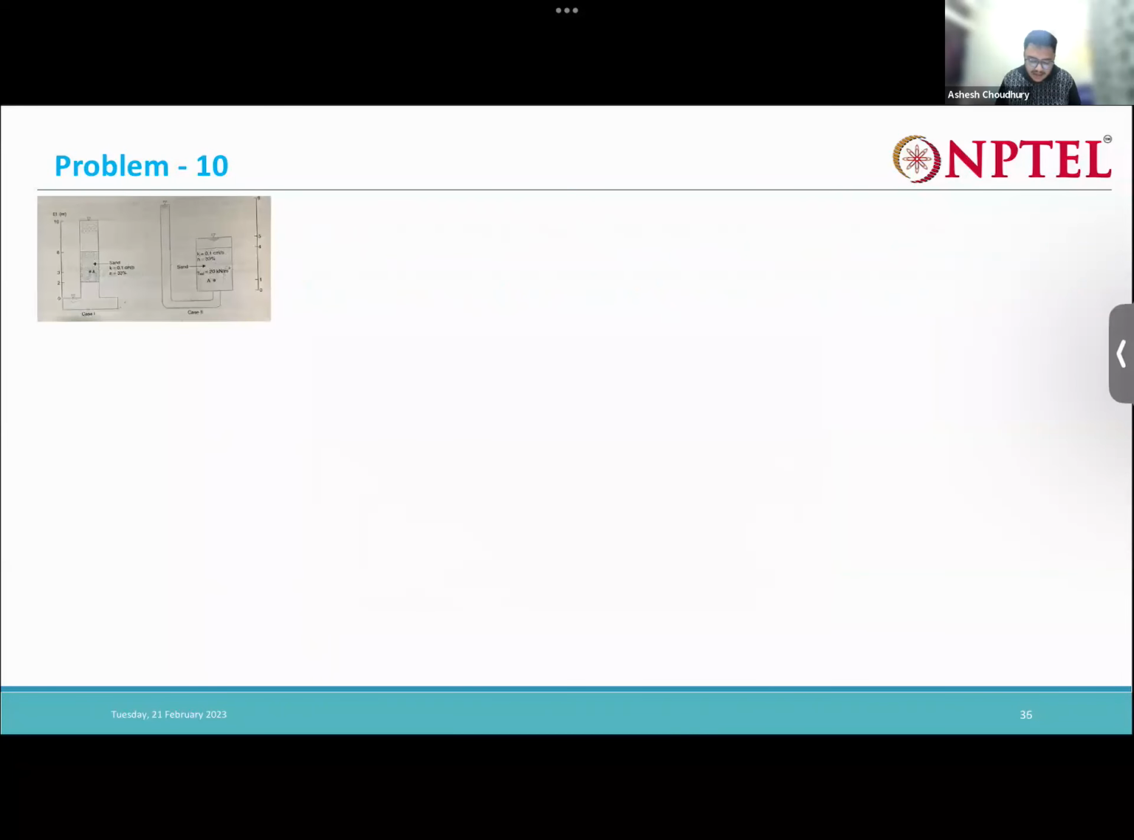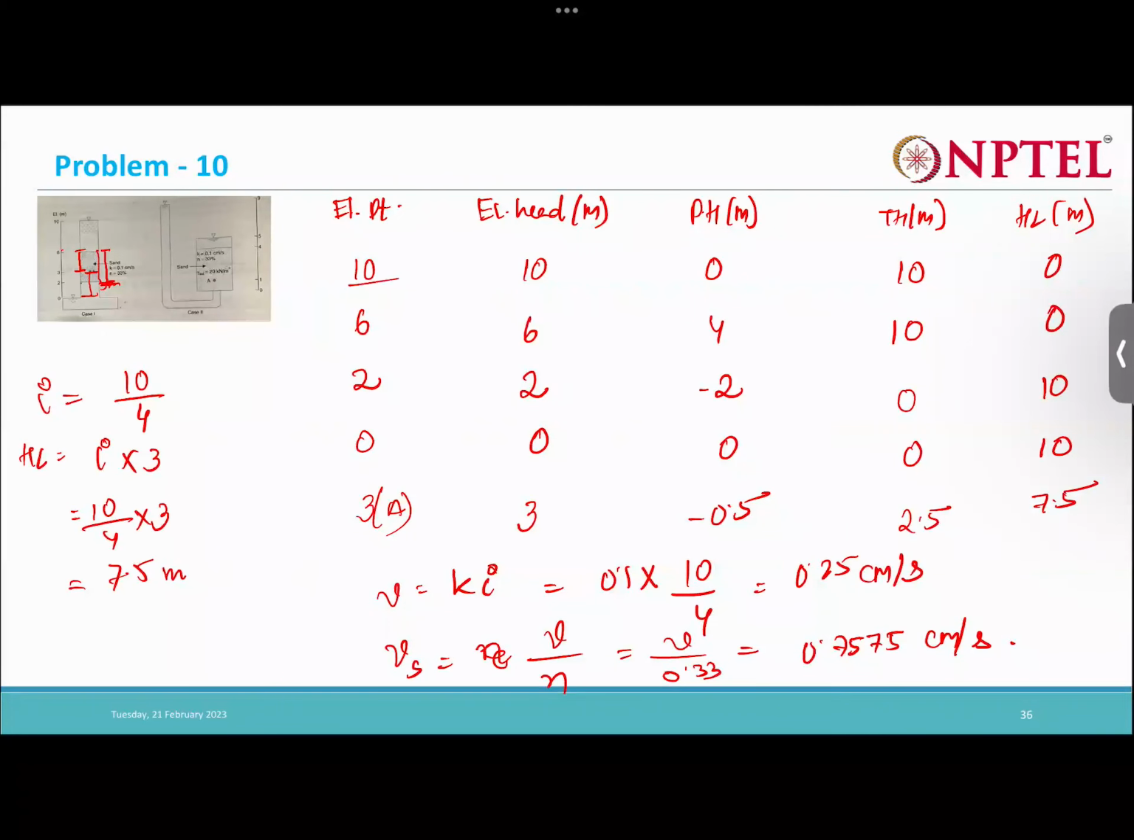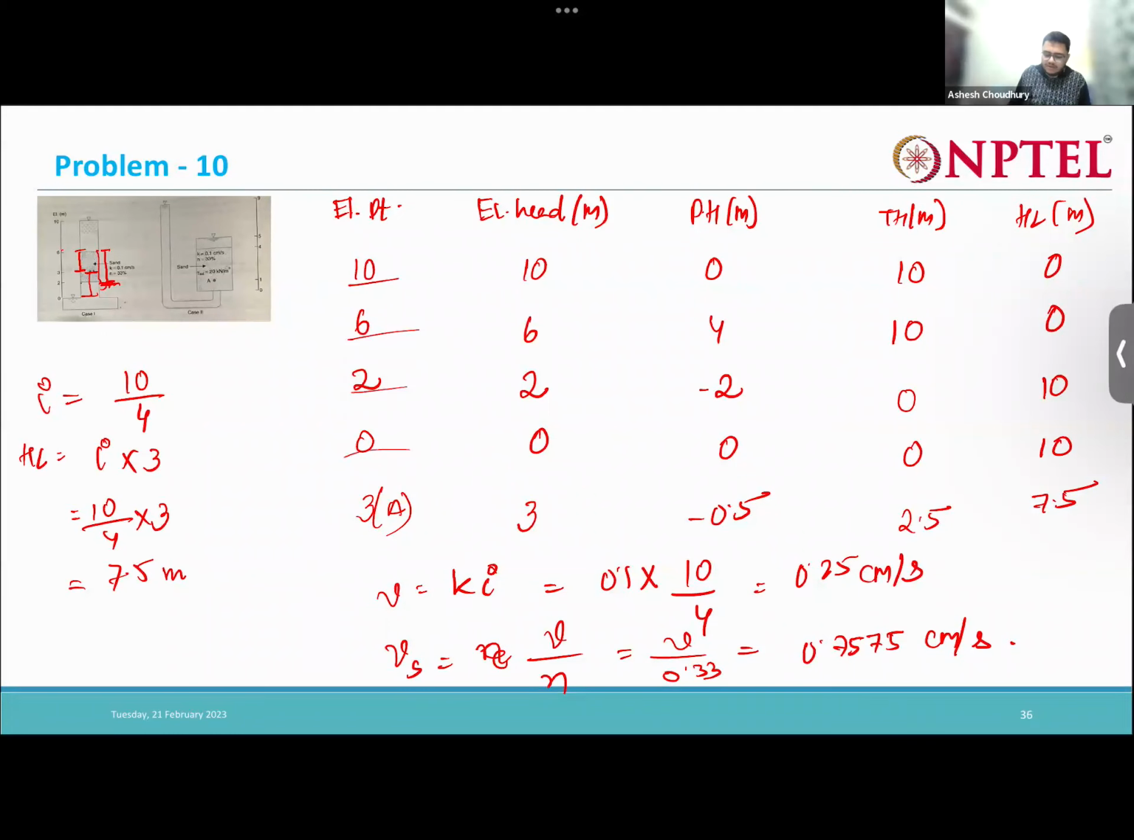So this problem was clear, right? For all these points, it's very easy to calculate everything. The main point is, for the midpoint, for point A, how will you calculate? We first found out the hydraulic gradient. For the hydraulic gradient, we found out the head loss, and from there we could fill up the table. Using this hydraulic gradient, we could also calculate the superficial velocity and the seepage velocity. And we can again see that the seepage velocity is always greater than the superficial velocity.